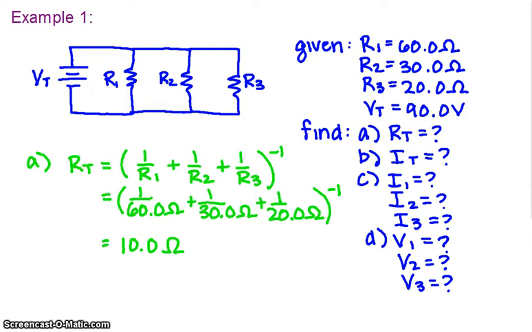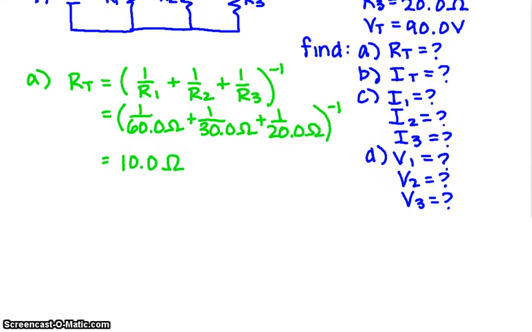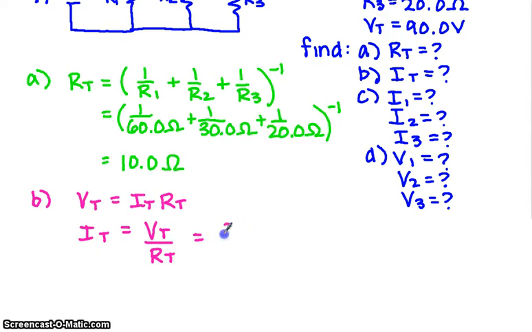For the second part of this problem, we need to find the total current, and the total current depends on the total voltage and the total resistance. So V equals IR, Ohm's law, is going to be a key component in all of these problems. If we're trying to find the total current, we divide the total voltage by the total resistance. In this case, that's 90 volts, which was given to us, and the 10 ohms that we just found from part A. That's 9.00 amps.